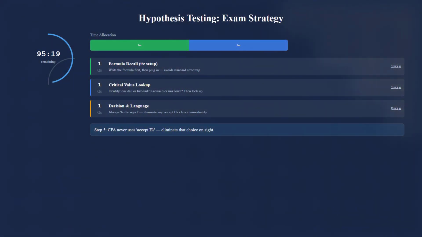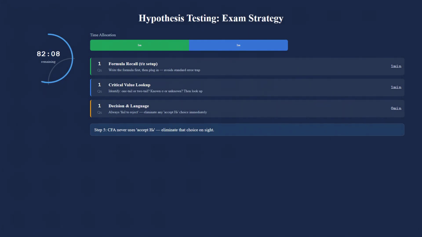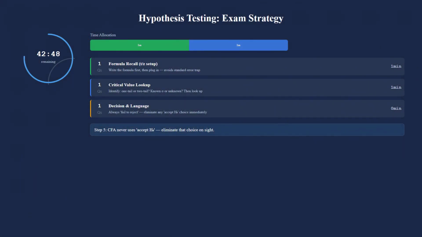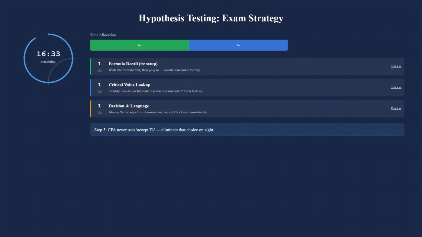4 decision rules to have cold before test day. 1. Sigma known means z-test, sigma unknown means t-test. Sample size does not change this rule. 2. Two-tailed at 5% uses z equals 1.96. One-tailed at 5% uses z equals 1.645. 3. P-value less than alpha means reject H0. 4. Never write accept H0, always fail to reject. If this was on your exam tomorrow, you would get it right.